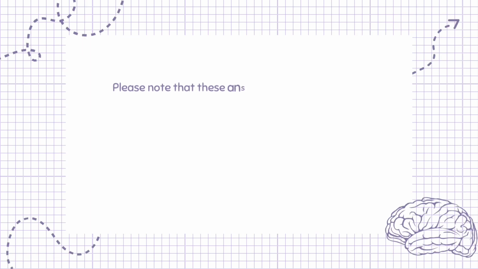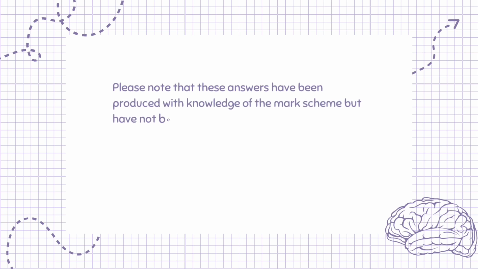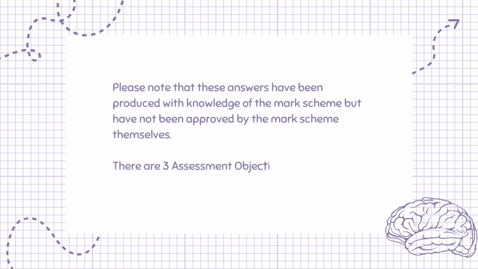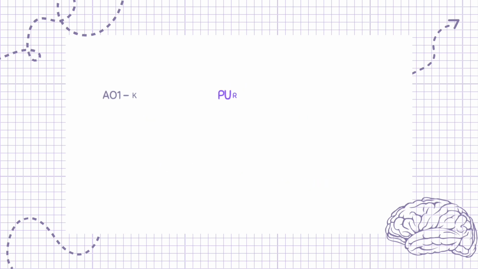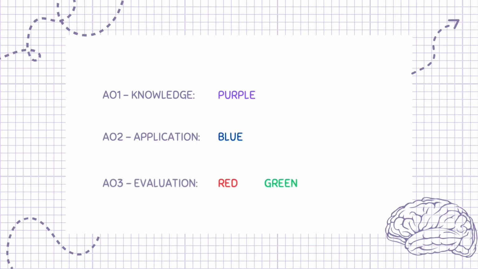Please note that these answers have been produced with knowledge of the mark scheme but have not been approved by the mark scheme themselves. There are 3 assessment objectives, AOs, in psychology. In this video they are color-coded. AO1 Knowledge, purple. AO2 Application, blue. AO3 Evaluation, red and green.